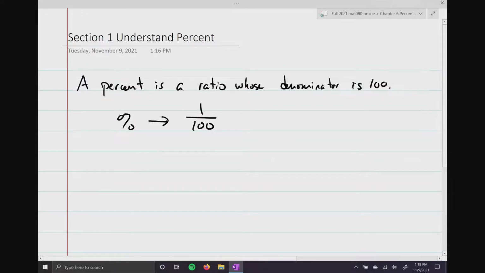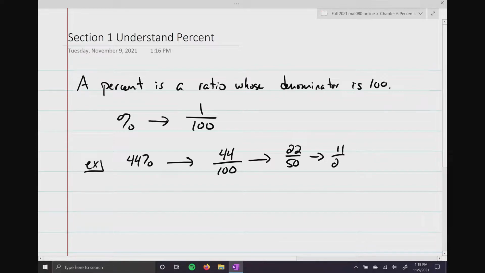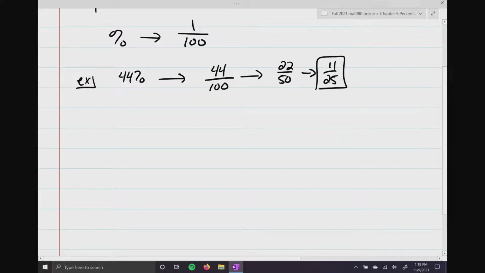So anytime you see the percent symbol, like something like 44%, you can rewrite that as a fraction with 44 in the numerator and then 100 in the denominator. And like all fractions, you always want to make sure you reduce. So this is going to turn out to be 22 over 50, which I could break down a little further into 11 over 25. Okay? So there's really not a lot to go over in this first section.